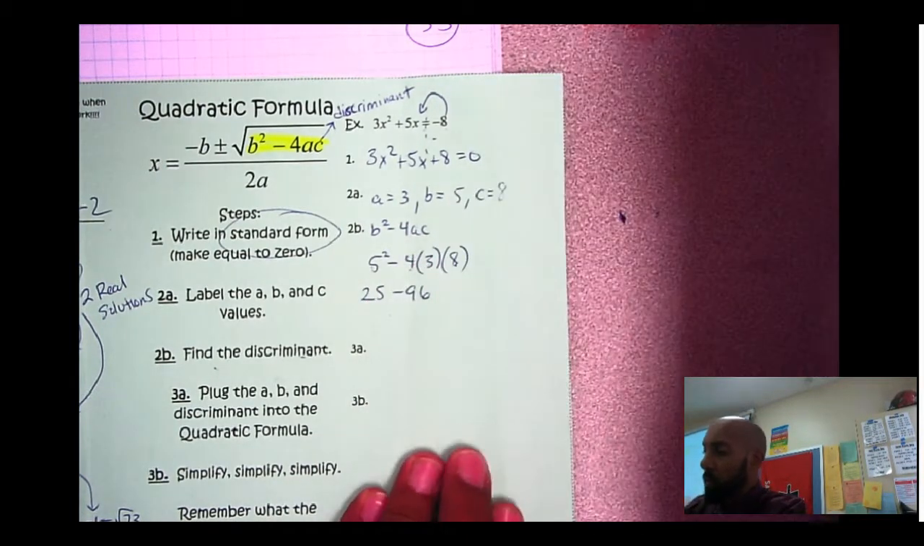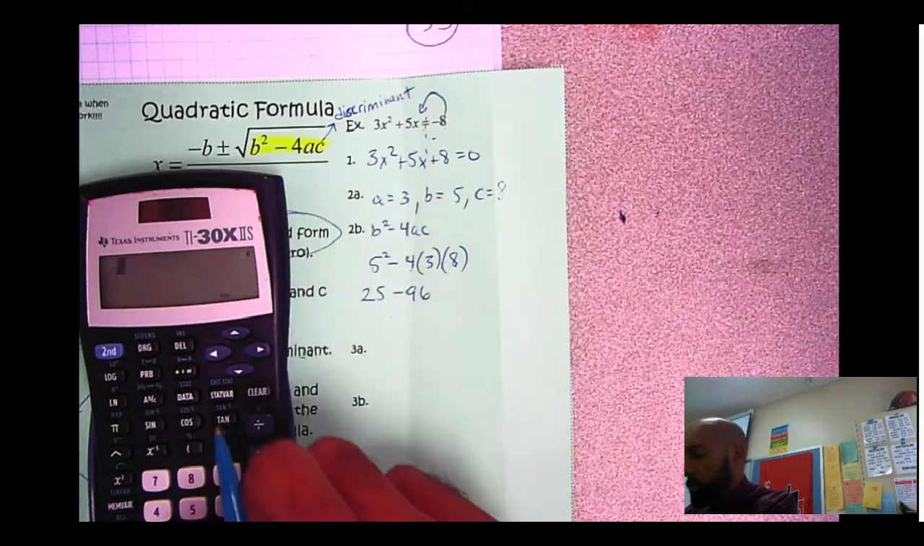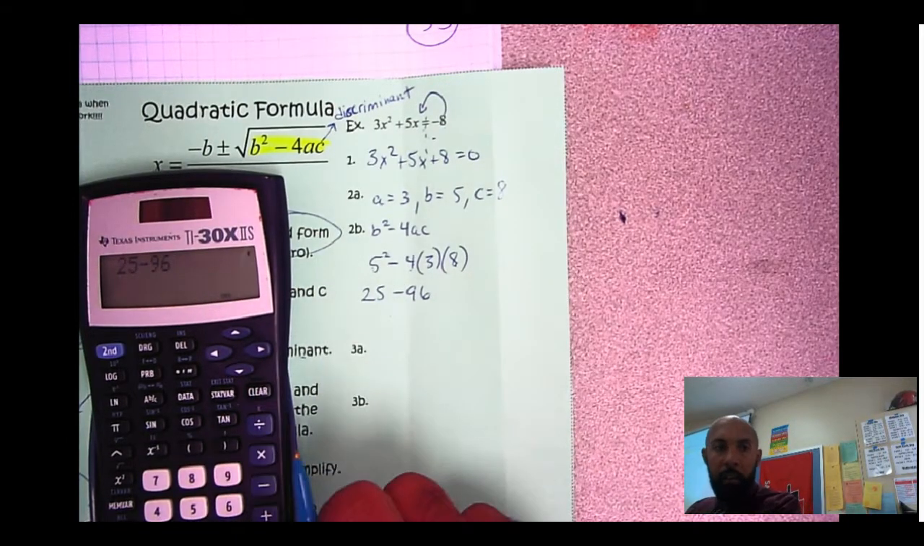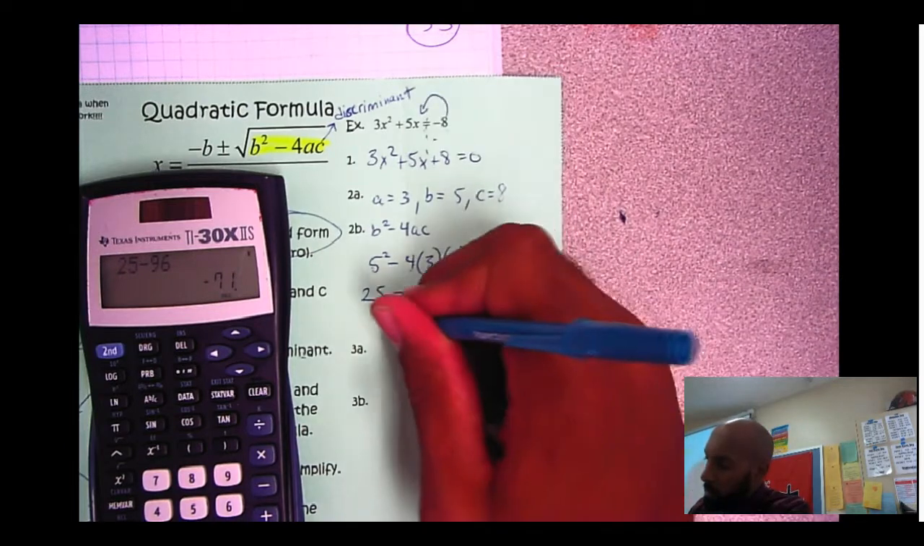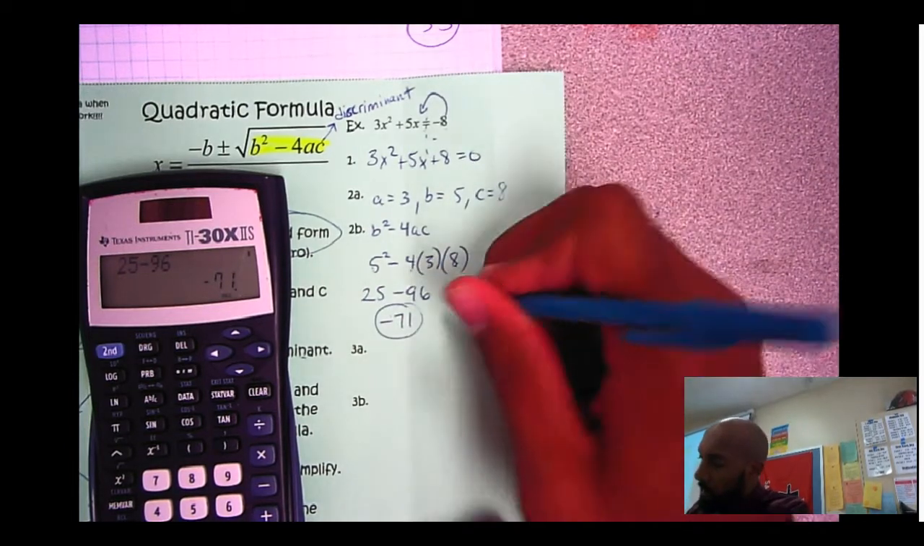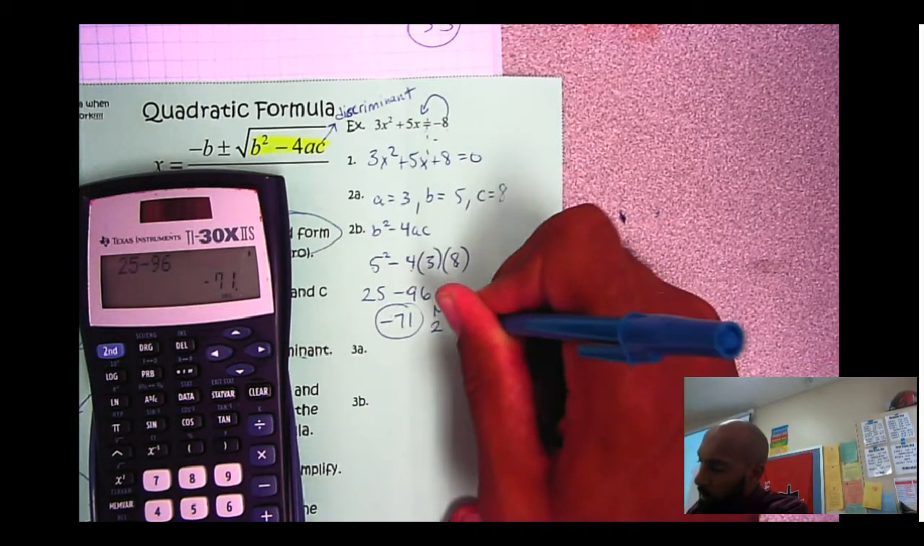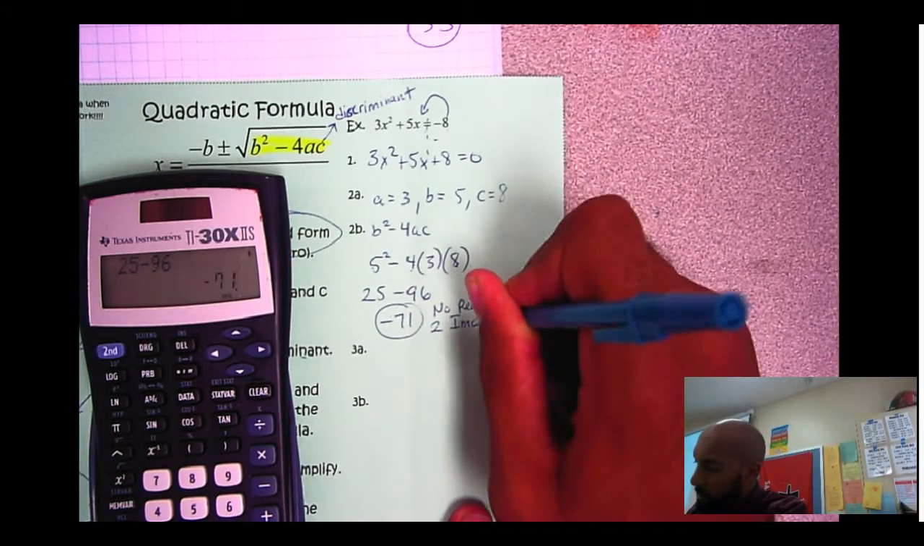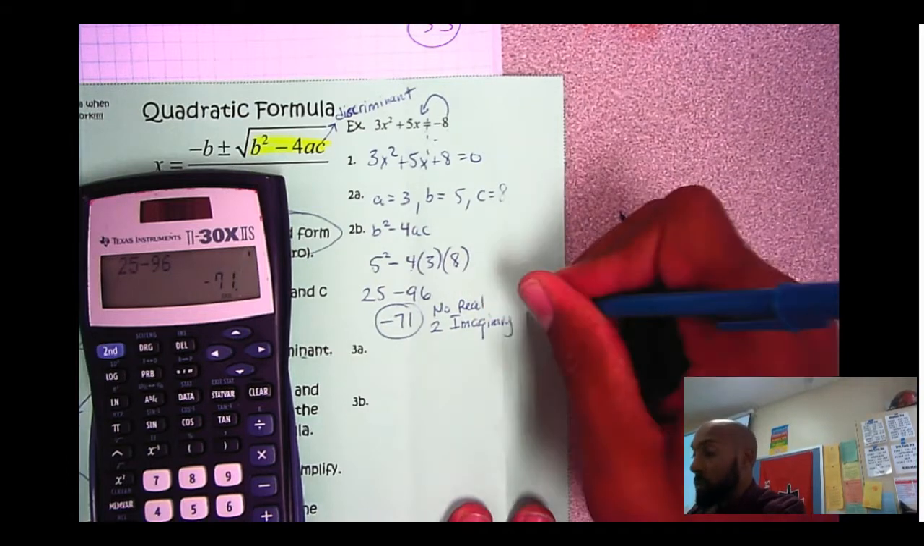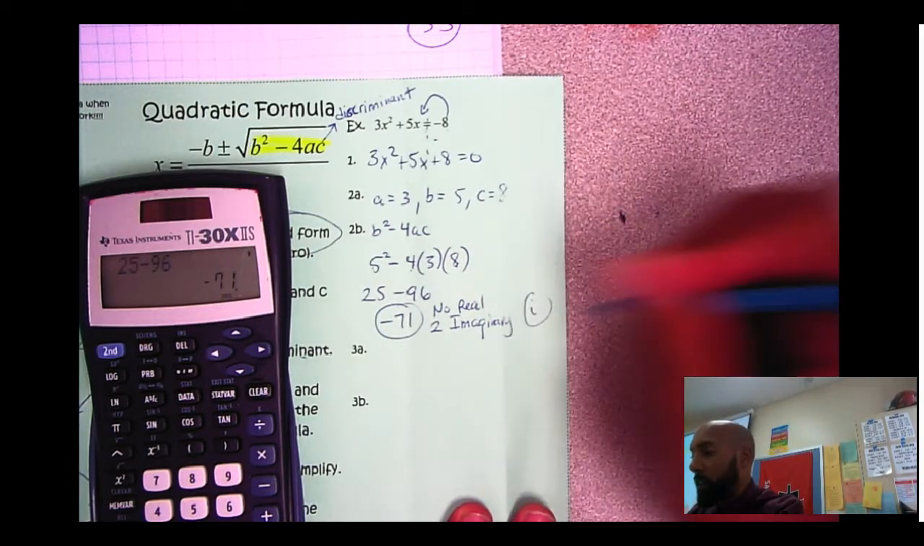All right, so let's do 25 minus 96. No shame in the calculator. Okay, minus 71. So again, no reals, but it will have two imaginary solutions. So you can expect that we're going to have i in our answer.